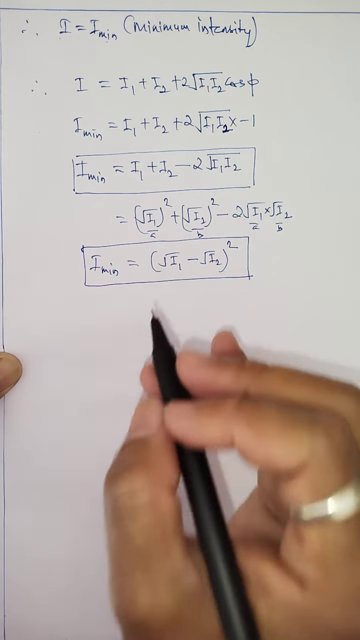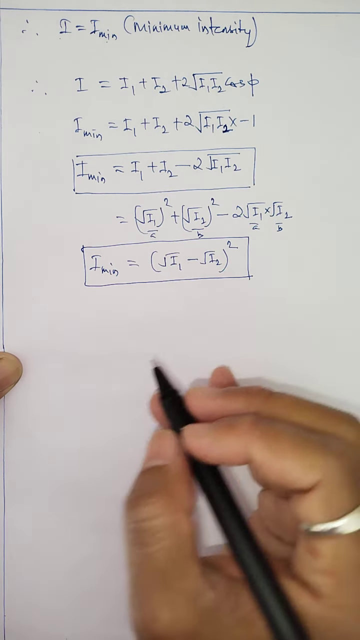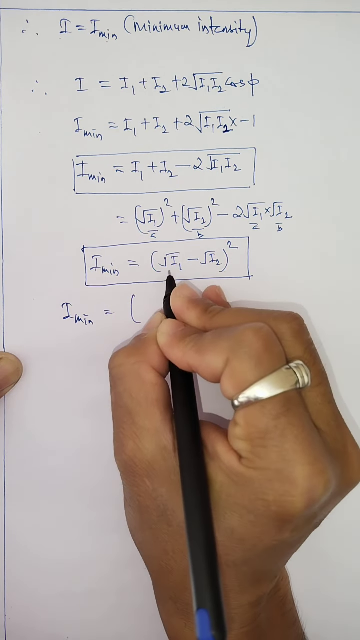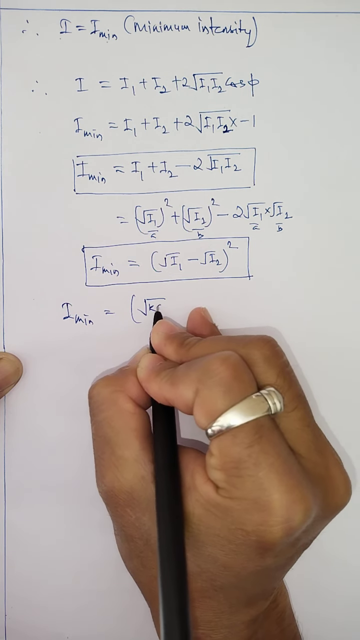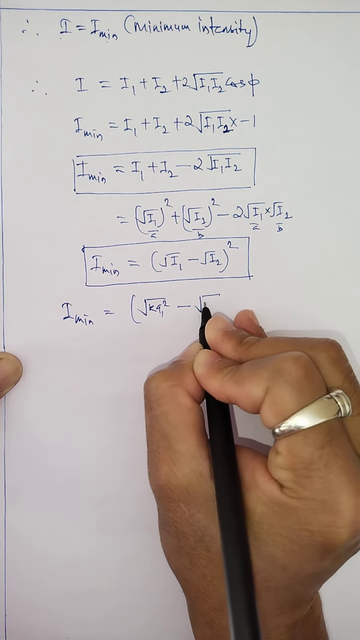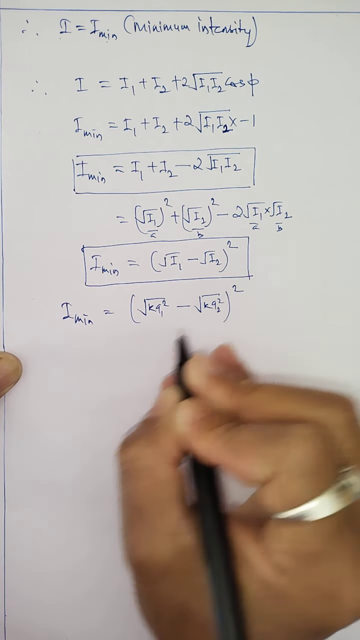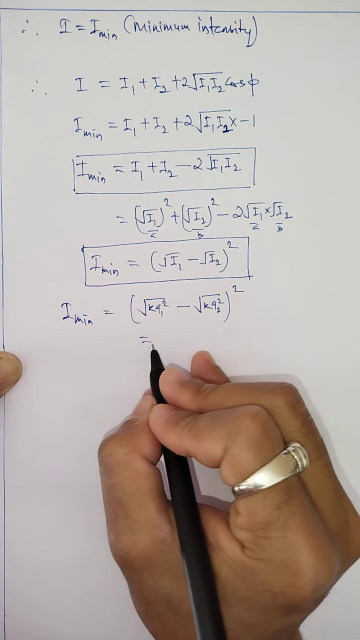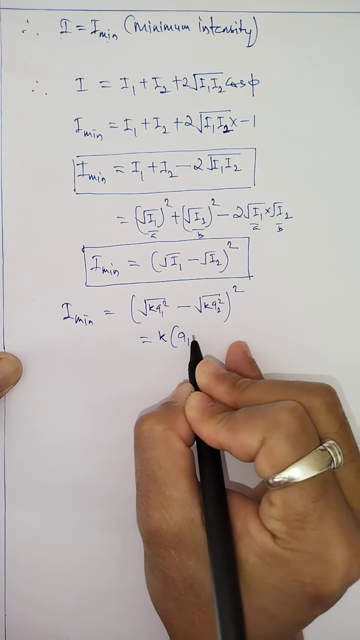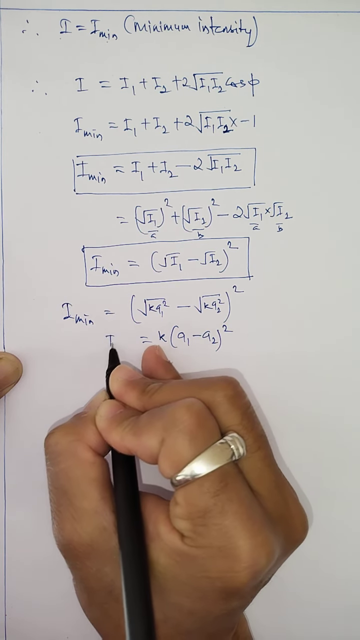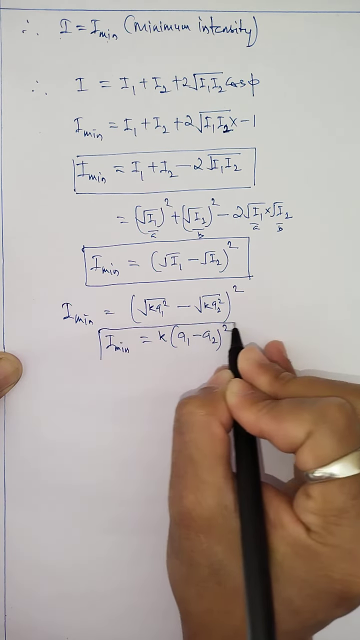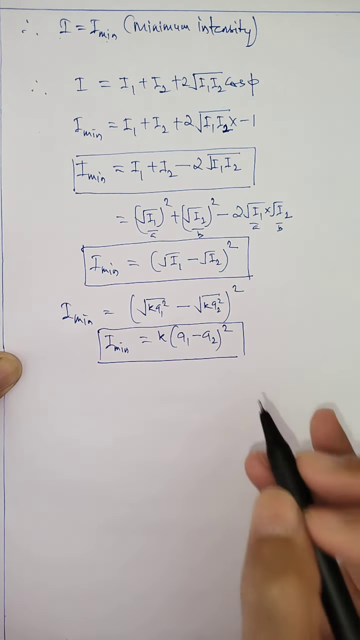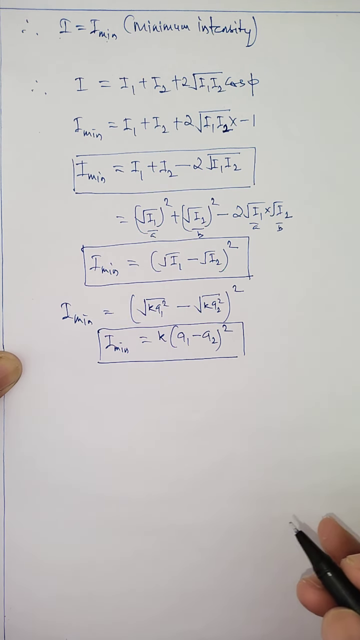Now the same expression we can write in terms of amplitude also. Because you know that I1 is k A1 square and I2 is k A2 square. So the expression is similar to what we have done for maximum intensity. I can write directly this expression as k A1 minus A2 whole square. So the expression of minimum intensity is k bracket A1 minus A2 whole square. This is the expression that measures the minimum intensity for what interference?